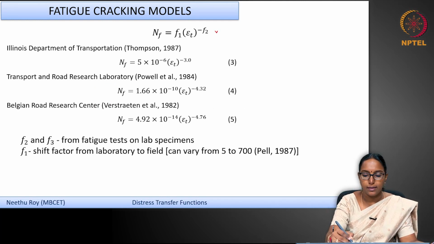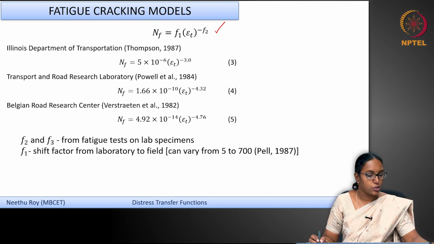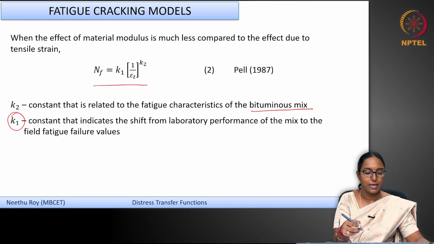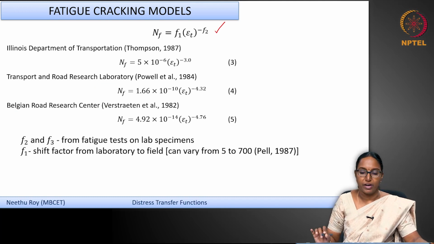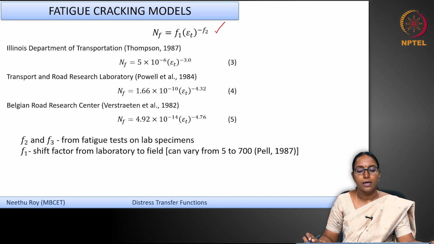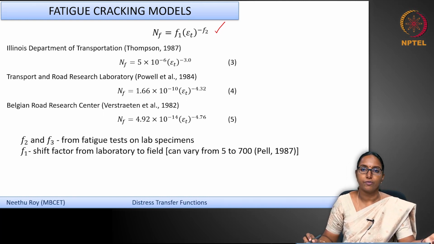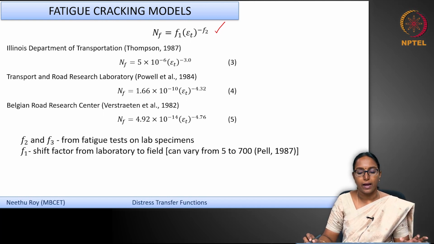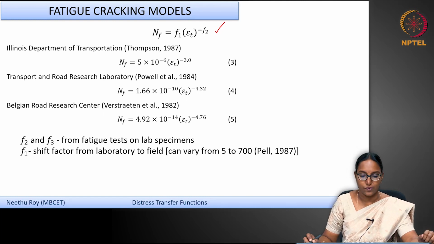So as I said, this is the general expression, F1 epsilon T raised to minus F2. Instead of writing 1 by epsilon T, you can take it as epsilon T raised to minus K2 or F2. So in general, it is written with F1 and F2 as the coefficients. Now the idea is to get these coefficients from extensive laboratory as well as field studies, because as I said, F2 can be estimated from the laboratory investigations of the various bituminous mixes, and that has to be correlated to the field performance. Only then can you arrive at these distress transfer functions.